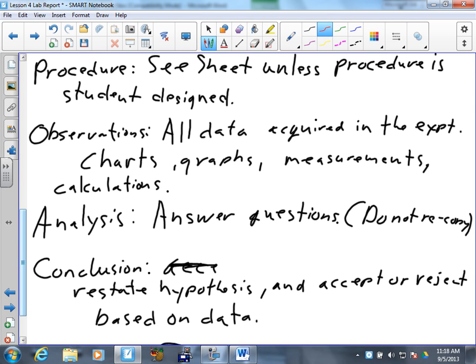And the first thing you do in your conclusion is restate your hypothesis. So if you're doing this on the computer, which you are, because I don't accept these handwritten, copy, paste. Copy your hypothesis, paste it back down in the conclusion, and then tell me why you accept or reject it.